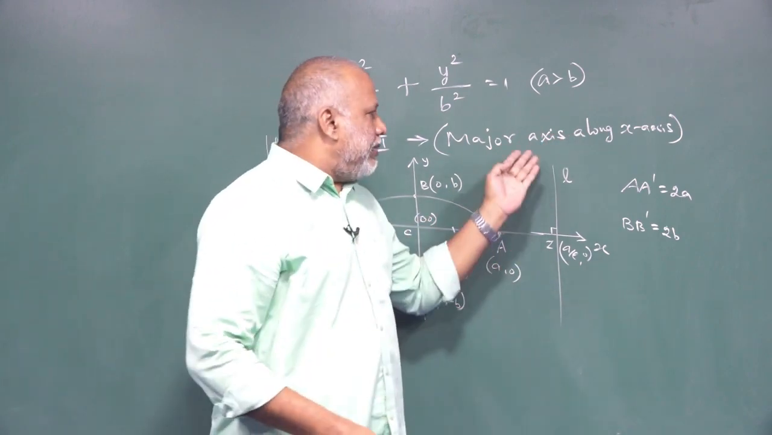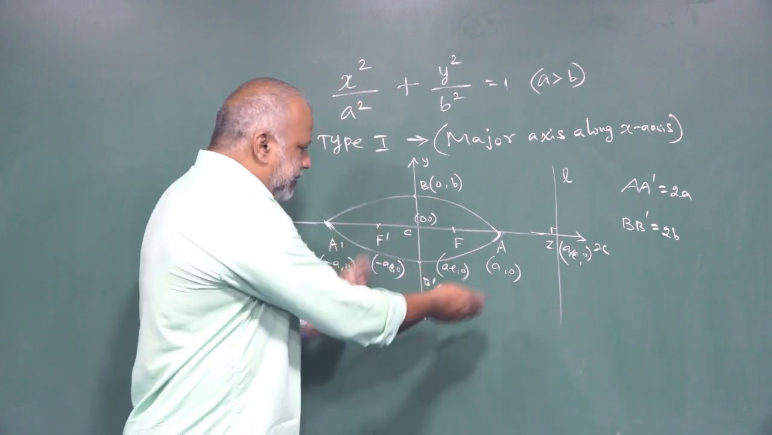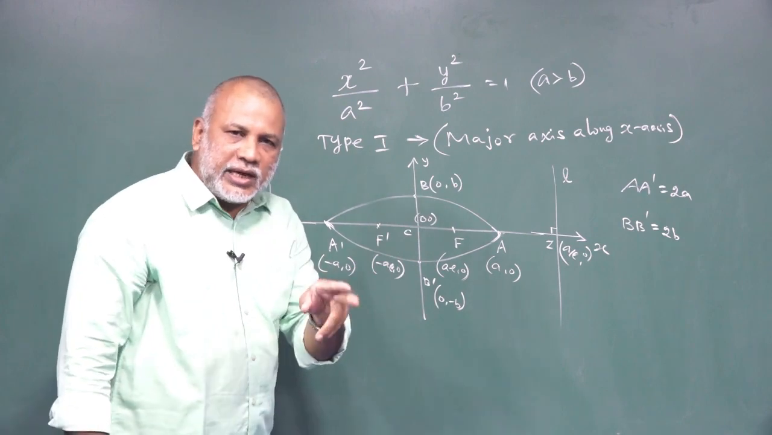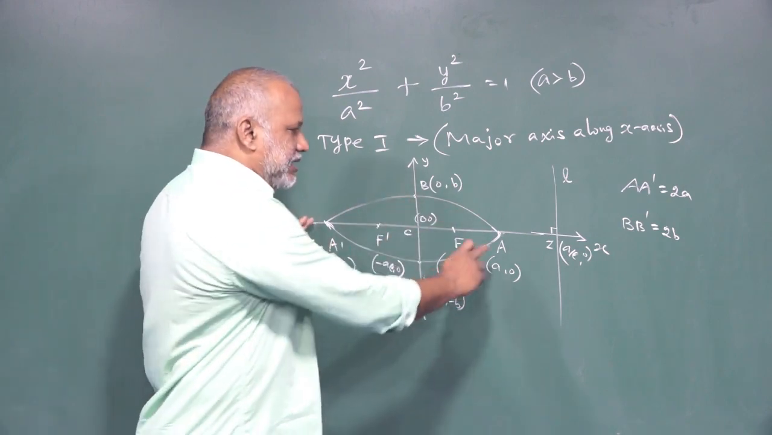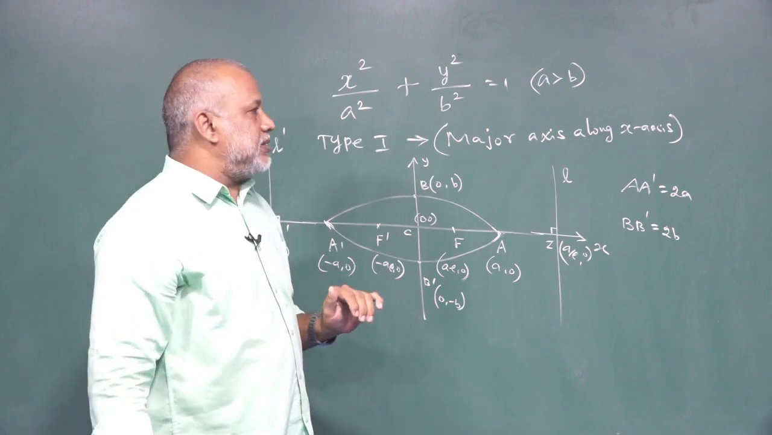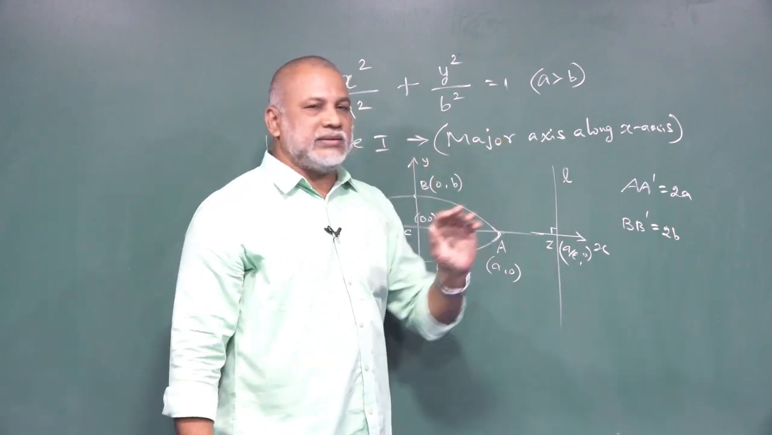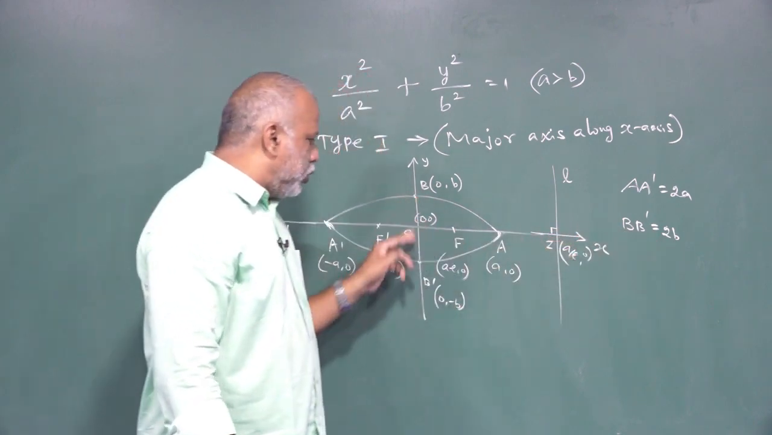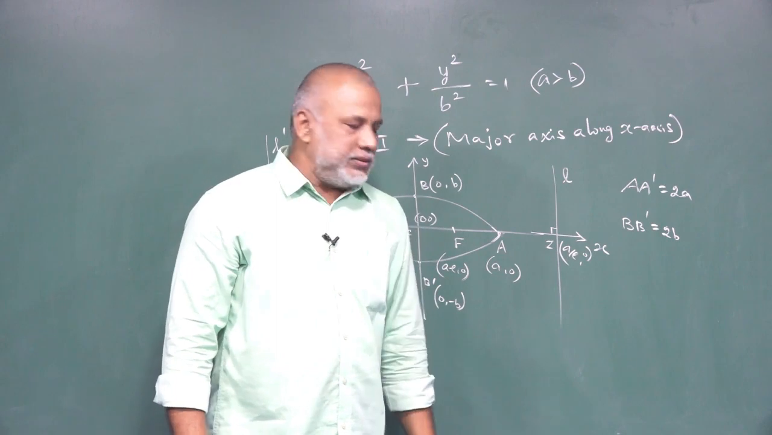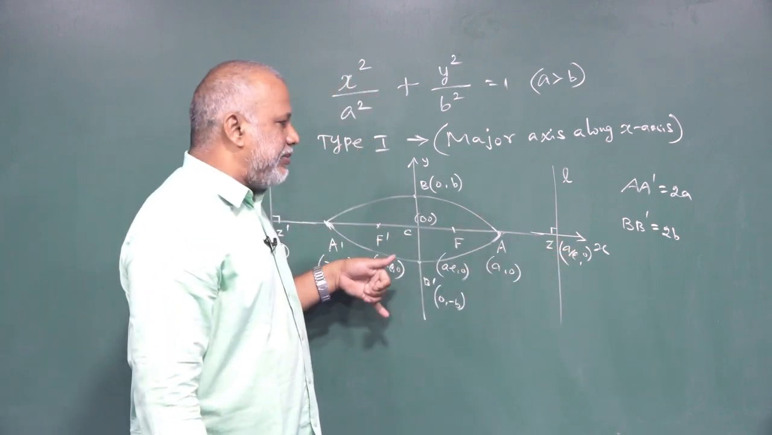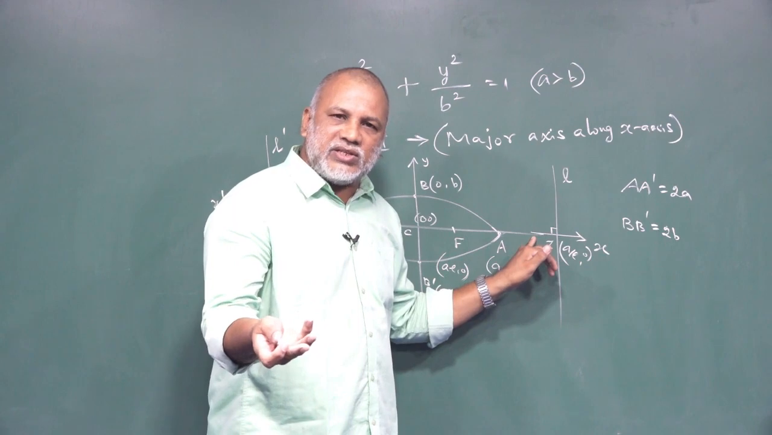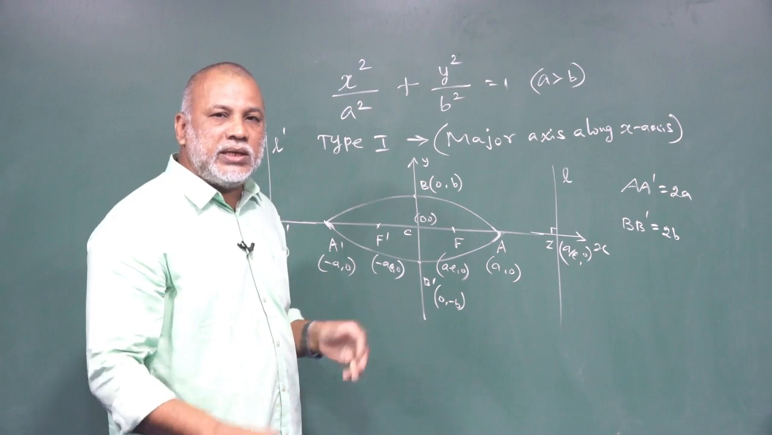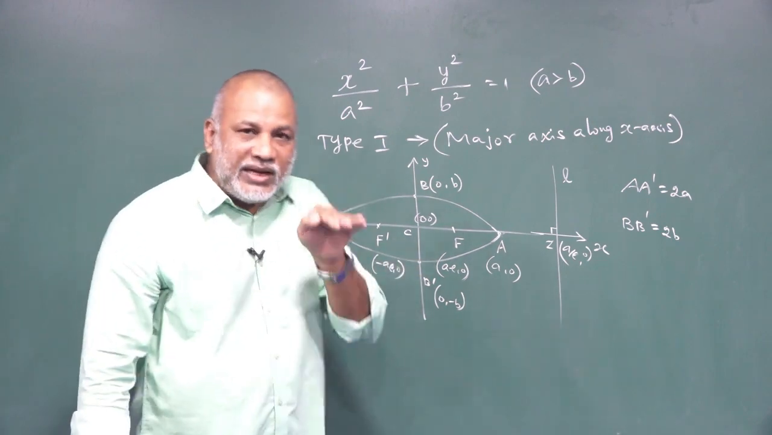Type number 2 is major axis along y-axis. We can just interchange the x-axis and y-axis to get type number 2. That means A A dash lies on the y-axis. Now we have discussed major axis along x-axis. Then B B dash equals 2b, called the length of the minor axis. Then the equation of the major and minor axes: the x-axis is the major axis, its equation is y equal to 0. The y-axis is the minor axis, its equation is x equal to 0. These are the logics we discussed so far.